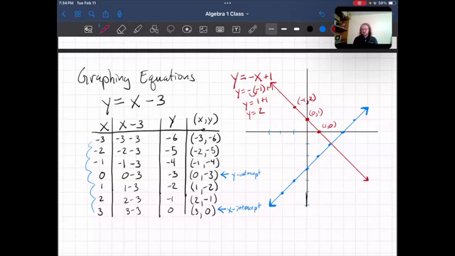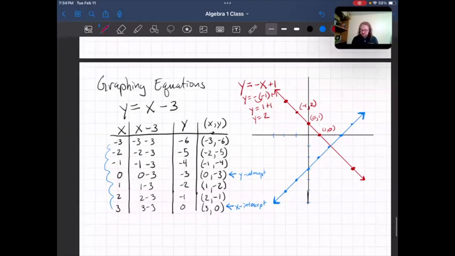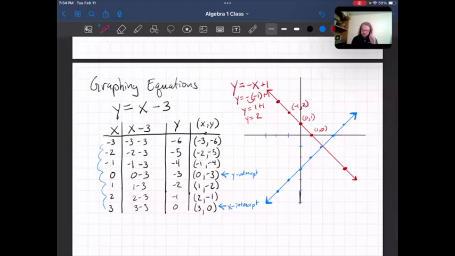I don't need to know this point to graph it, because the line is straight. And I don't need to know this point to graph it, because the line is straight. It's going to get there. So I only need to calculate 2. They have to be correct. So usually, I'll check 3 points. And if all 3 of those are in a straight line, probably on the right track. Of course, we always can make mistakes.